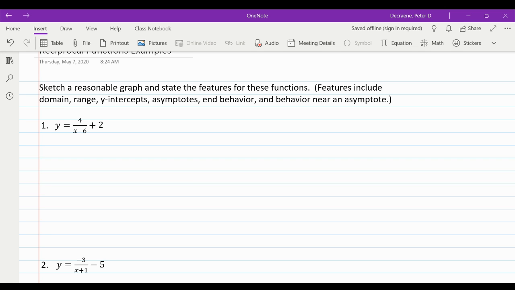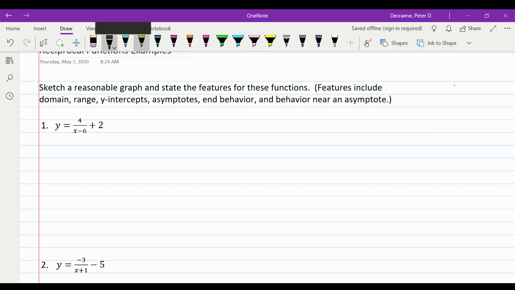Hi everybody. Today we're going to talk about sketching and analyzing graphs of reciprocal functions. Now I want you to remember that the basic reciprocal function is y equals 1 over x. And since x can't be 0, we know there's a vertical asymptote here at x equals 0, because we're not allowed to divide by 0. 1 divided by 0 is undefined.